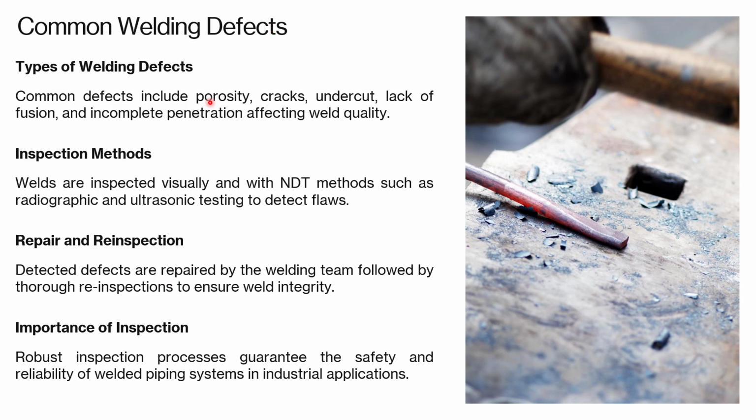And what happens if defects are found? So if defects are found, what is your next role? You coordinate with the welding team, the welding supervisor, to perform repairs and re-inspections. Maintaining a robust inspection process is essential. Again, if your inspection process is not good enough, then you will have a problem. Definitely you will have a problem.